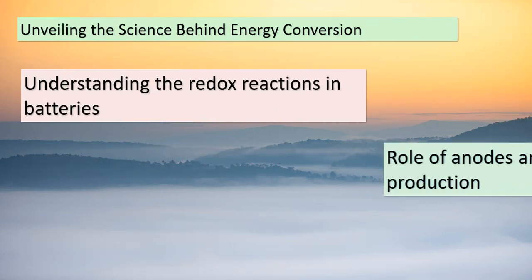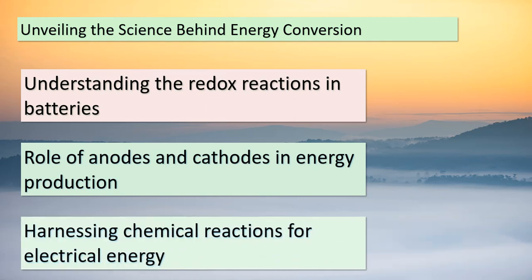Now, let's delve into the captivating world of energy conversion and the science that underpins battery technology. At the heart of battery operation lies a fascinating process called redox reactions, which involve the exchange of electrons between different elements. Anodes and cathodes play pivotal roles in this energy conversion. The anode is where oxidation occurs, releasing electrons, while the cathode experiences reduction, accepting those electrons.